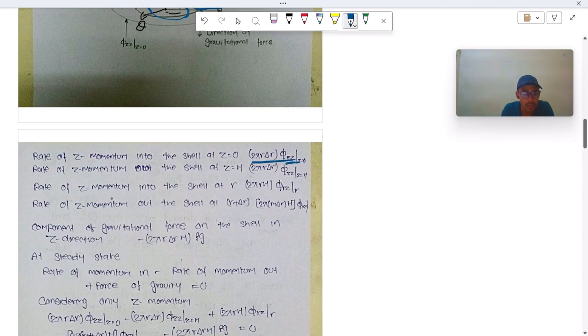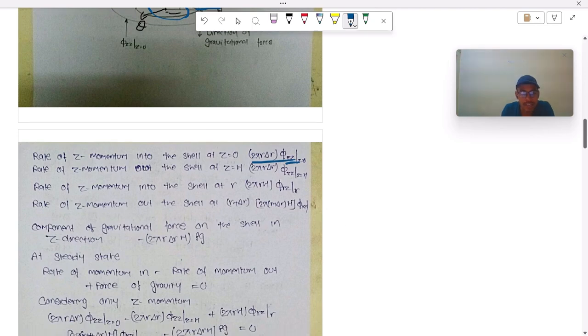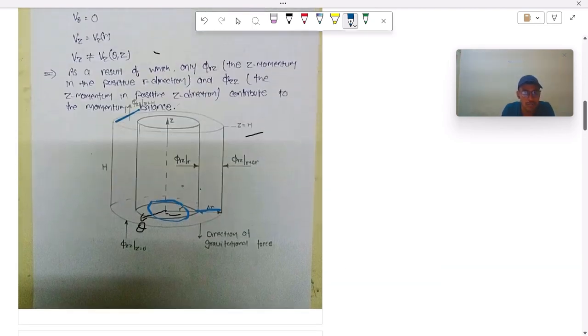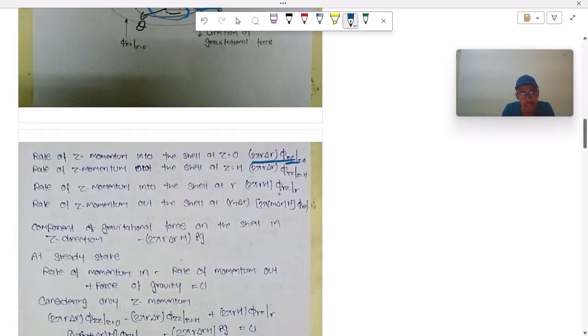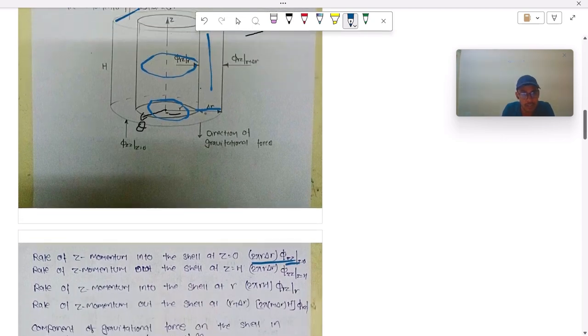Now coming back to rate of z momentum in cell at r, that is at this position, the rate of momentum is given by phi rz and its cross sectional area, that is 2 pi r into this height h, 2 pi r into h. This is the cross sectional area for this, and rate of z momentum out at r plus delta r will have the same form, that is 2 pi, but this time the radius will change, so it is r plus delta r, into h.